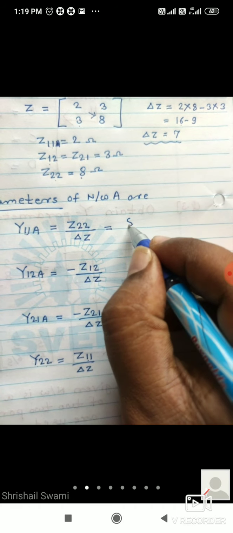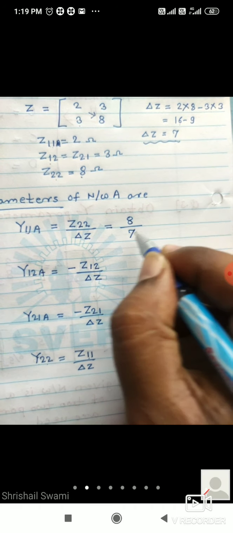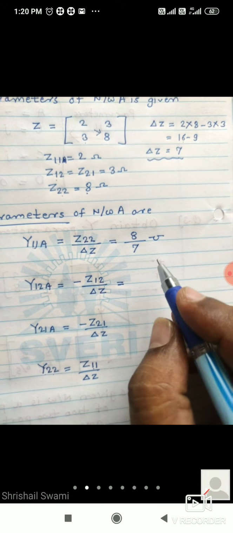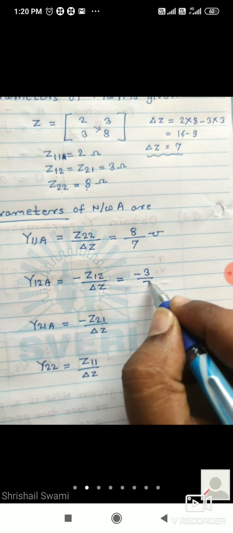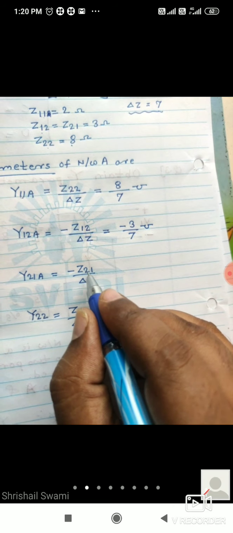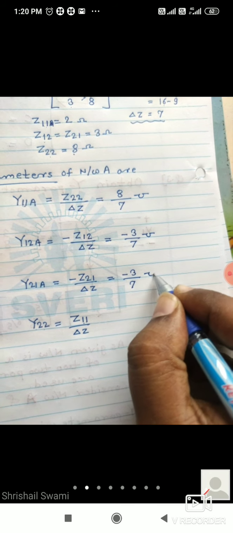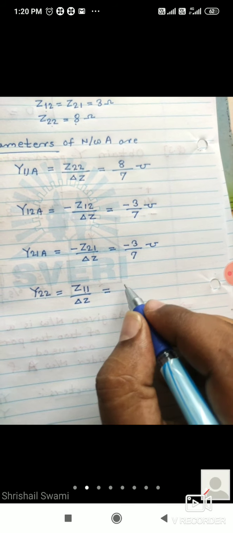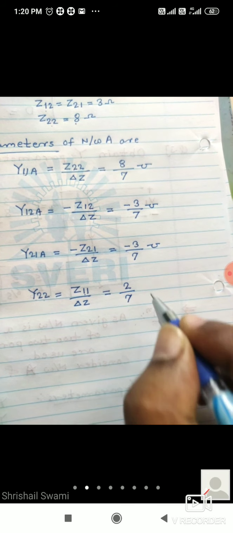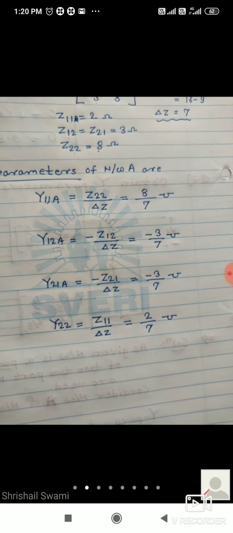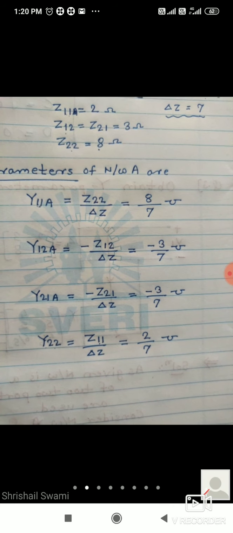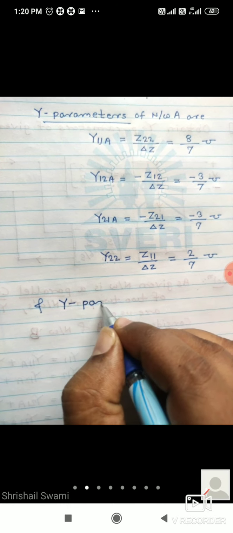What is Z22? It is 8. So 8 divided by 7, unit is mho. Here Z12 is 3, so minus 3 by 7 mho. Next, what is Z21? Again 3, so minus 3 divided by 7 mho. And lastly, what is Z11? It is 2, so 2 by 7 mho. So these are the Y parameters of network A, and the Y parameters of network B are already given.